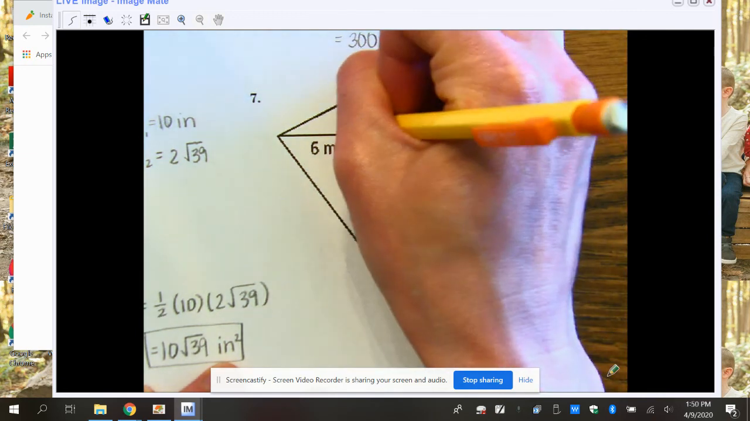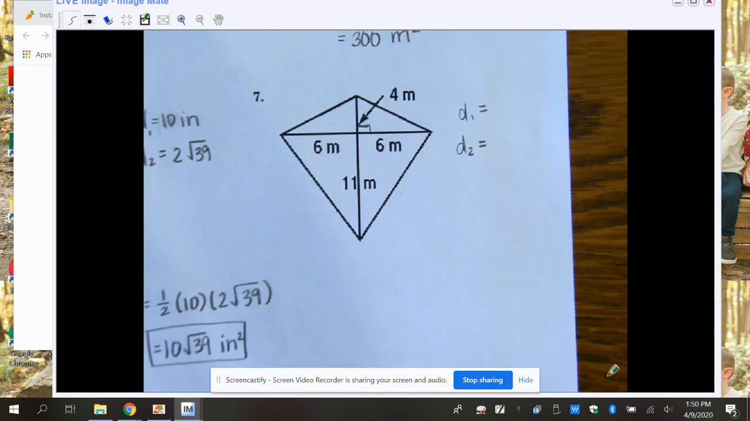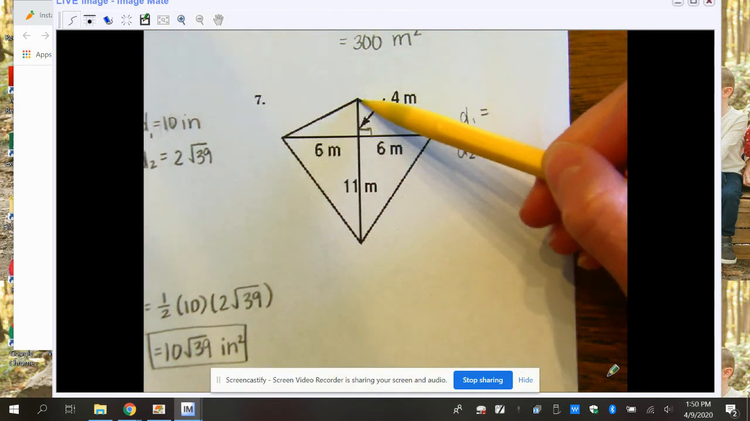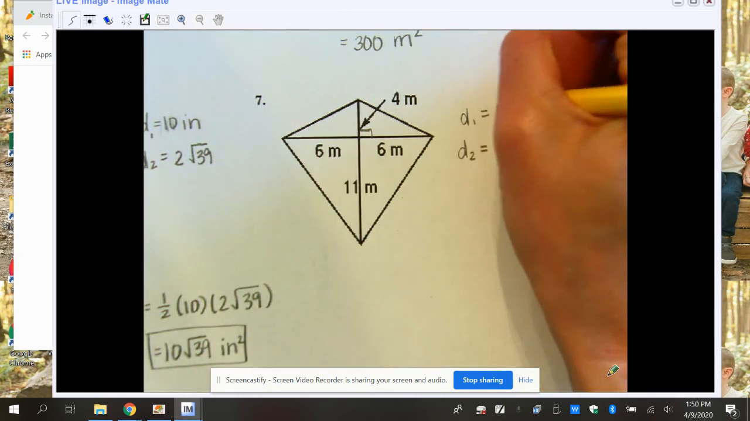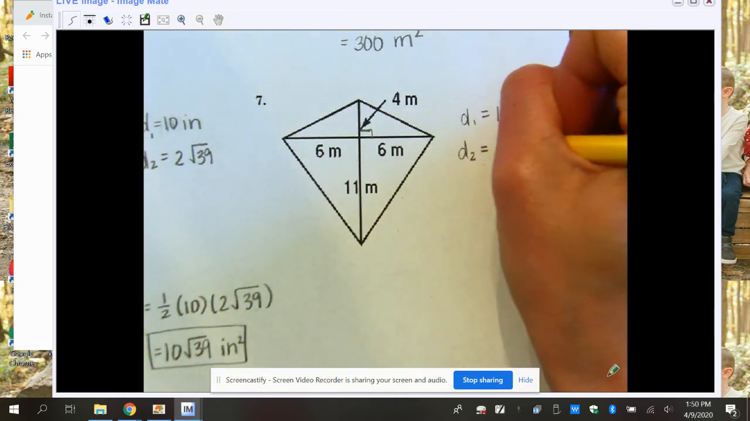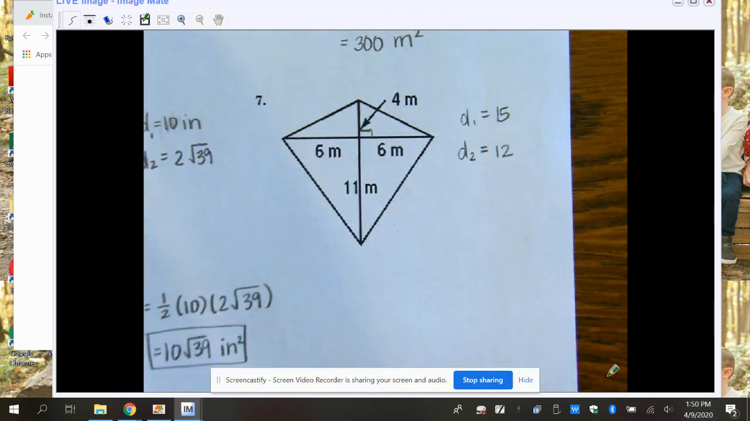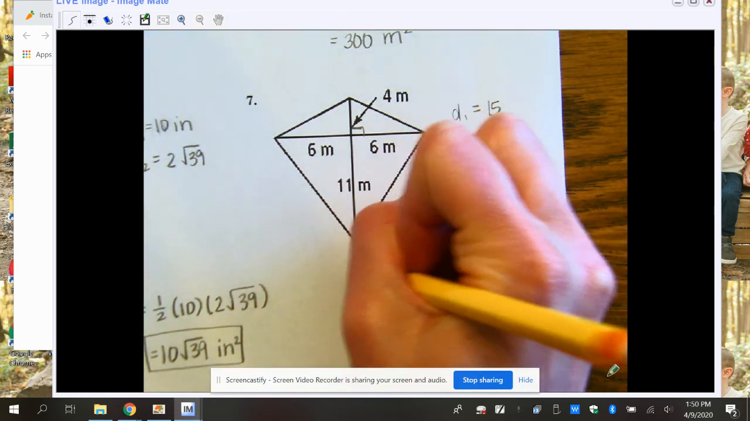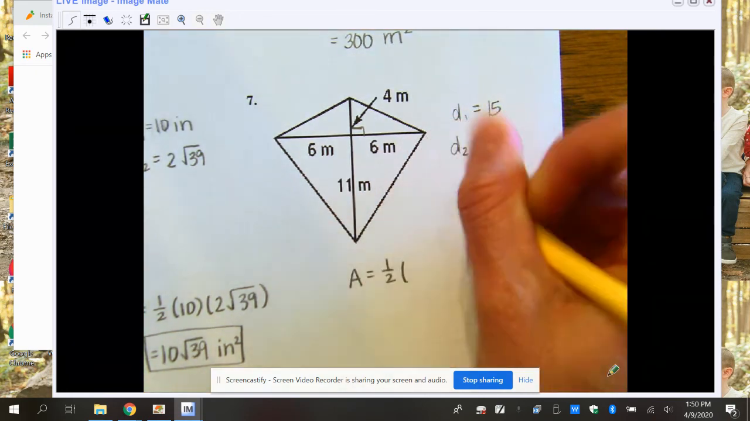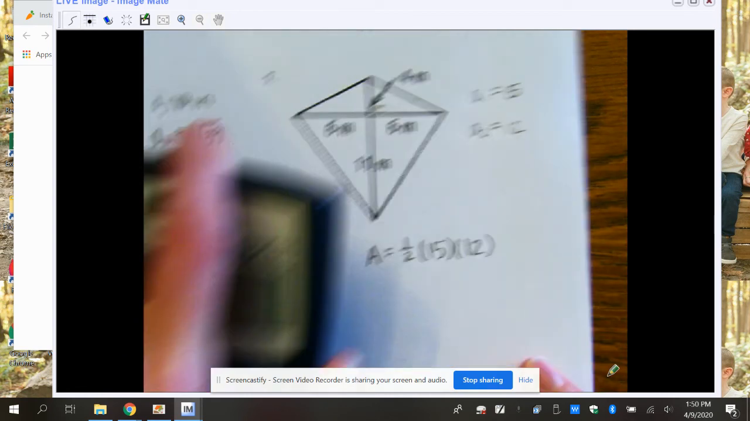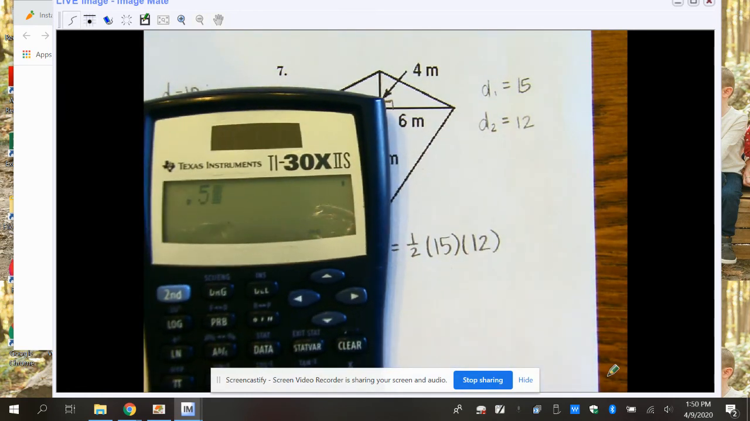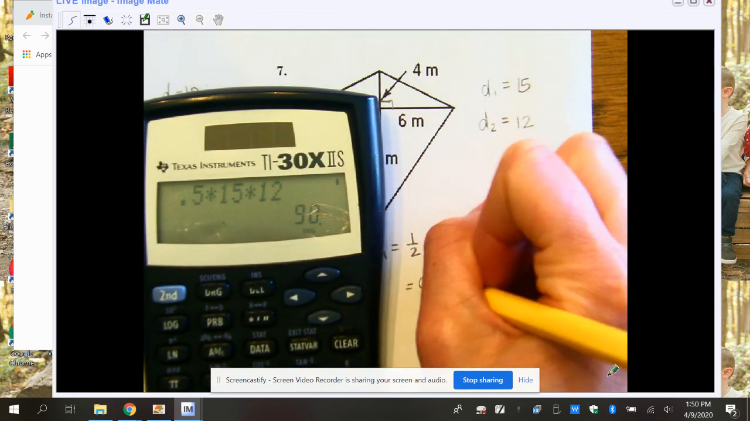And so if I try to figure out if I know the lengths of the two diagonals, if I don't, then I would use the Pythagorean theorem. The 4 meters is pointing right here. So that means this whole diagonal is going to be 15. And this whole diagonal is going to be 12. So luckily I don't have any extra work to do. My area is just going to be 1/2 times 12 times 15, and when I type that out in, I get 90 meters squared.